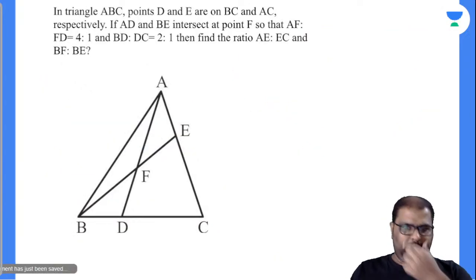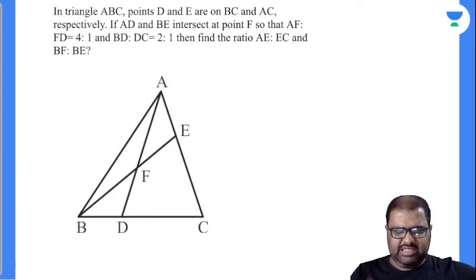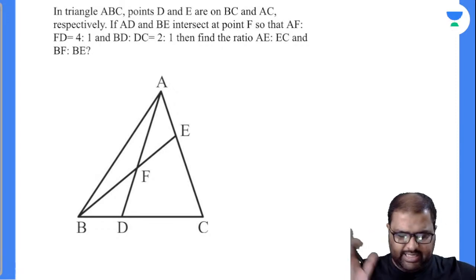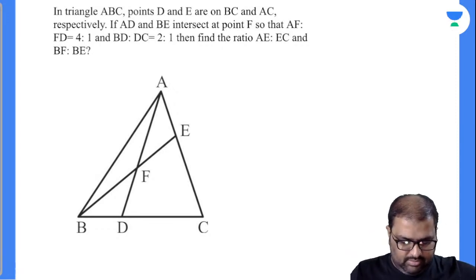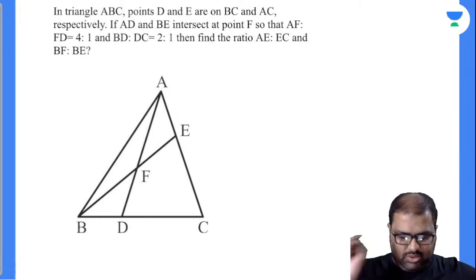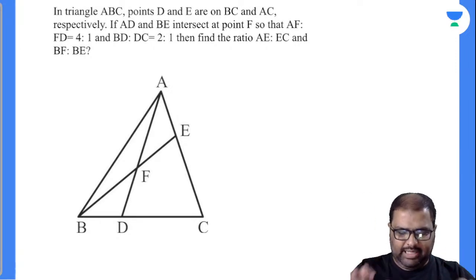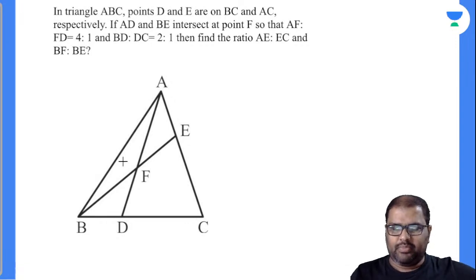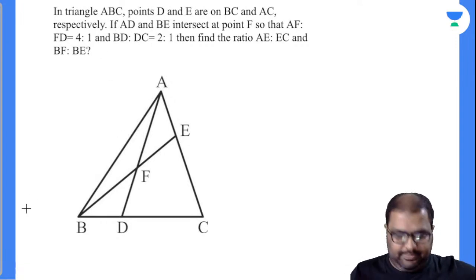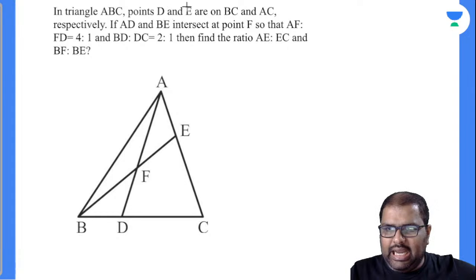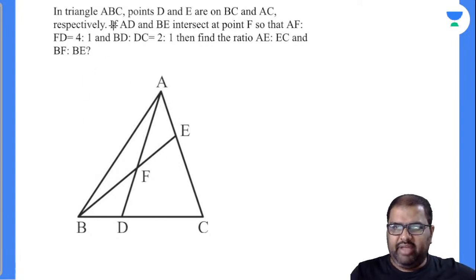Yes. Let's come to this question. Observe the question. This is the basic question now. All your IIT JEE textbooks have this question, right? Don't worry about it. Upon practice, you can easily do this. In a triangle ABC, points D and E are on BC and AC. Point D is on BC, point E is on AC, respectively. If AD and BE intersect at a point called F.